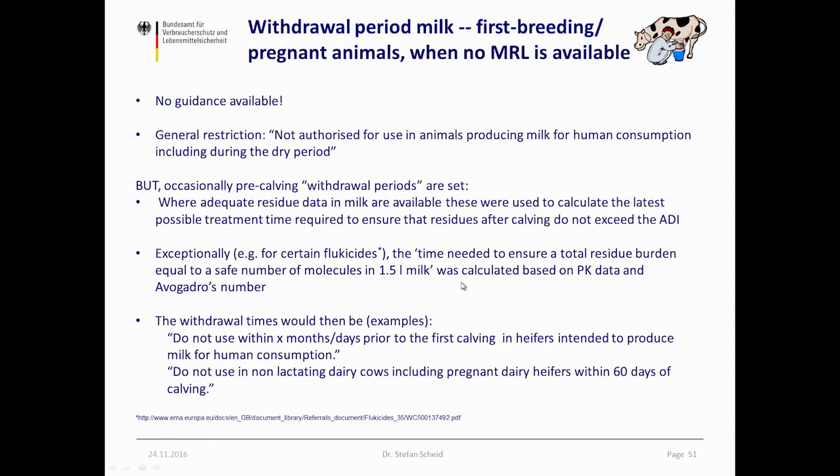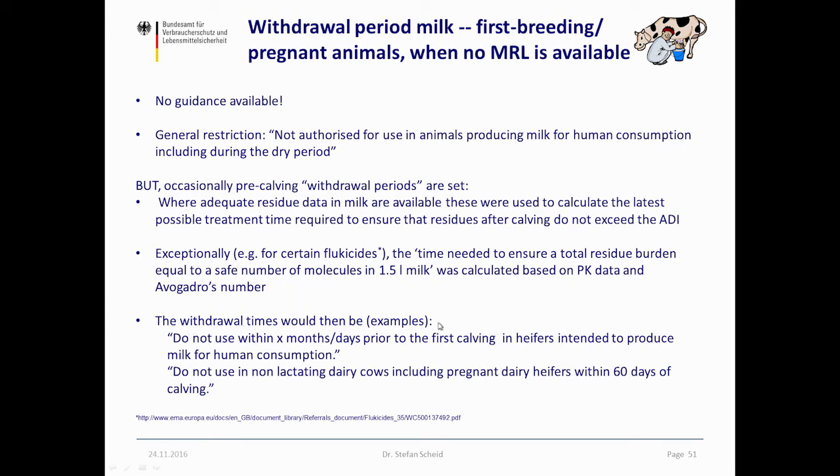So for a compound that has no MRL for milk, the assumption was there should be no molecule in the milk. So the pre-calving interval was set at a time when there is no molecule of the compound anymore in the milk. You can calculate this. In a mole of compound, there are 10 to the power 23 molecules, and you can calculate this. In a way, this is excessive, but this was done.